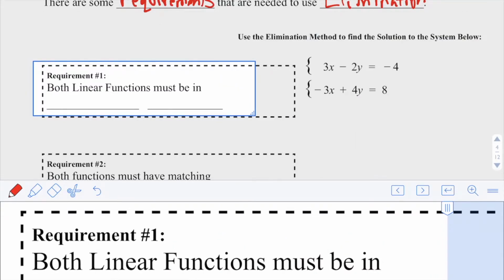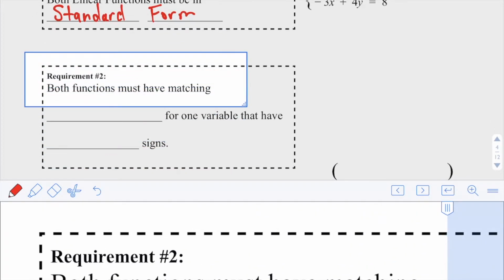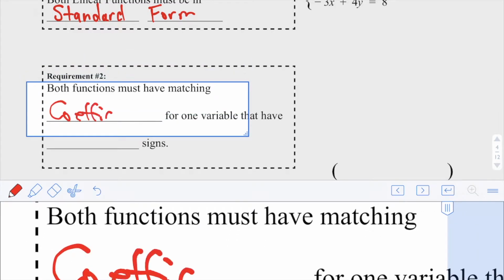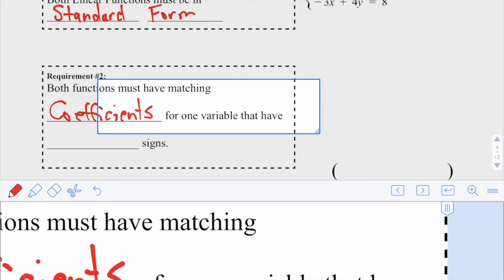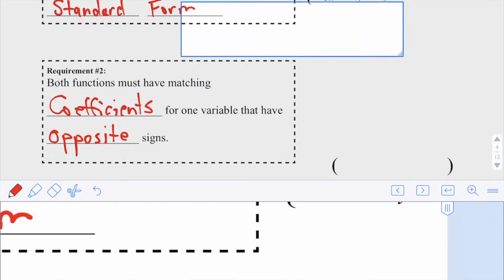Requirement number 1, both linear functions must be in standard form. Requirement number 2, both linear functions must have matching coefficients for one variable that have opposite signs. Let's go do an example.